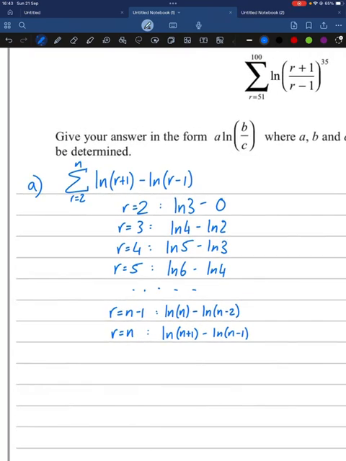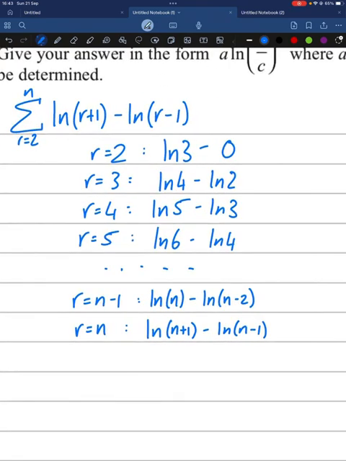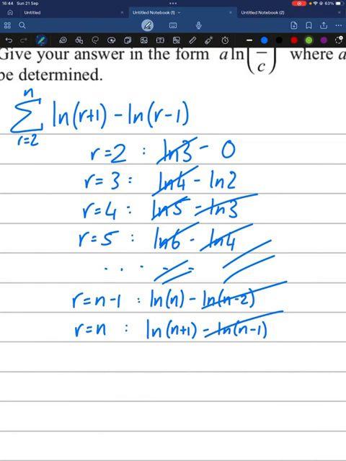Okay, right, so this is what we end up getting. So we can see that the ln 3 and ln 3 cancel here, ln 4 cancel here, ln 5, ln 6, ln 6, ln n minus 2, ln n minus 2, and then before this would be ln of n minus 1, and this cancels with that ln of n minus 1. So what we're left with is minus ln 2 plus ln of n plus ln of n plus 1.